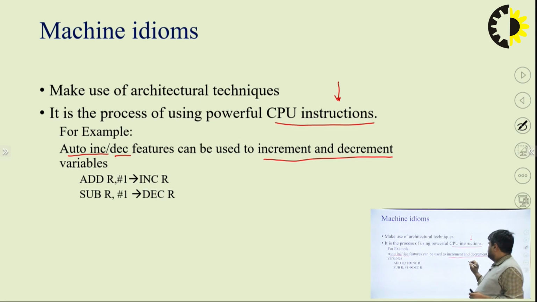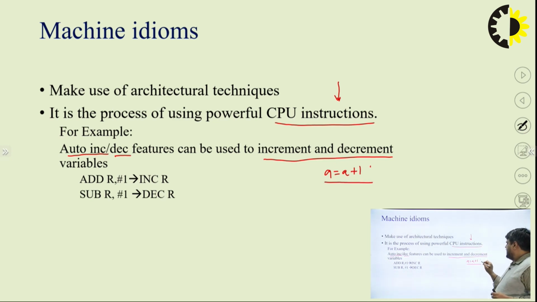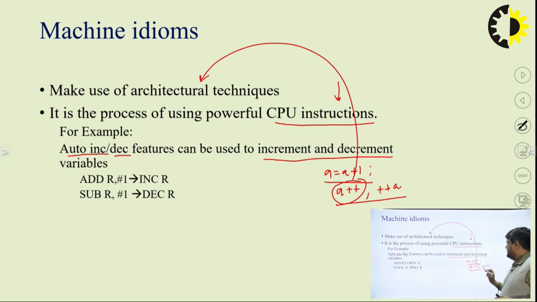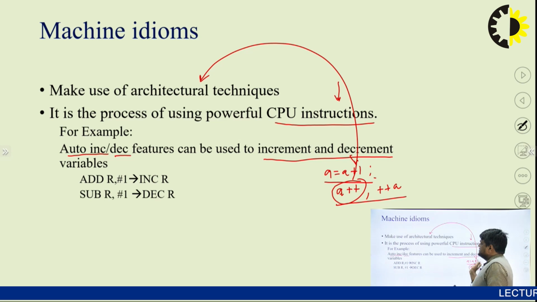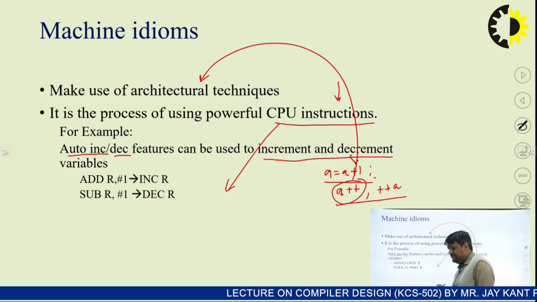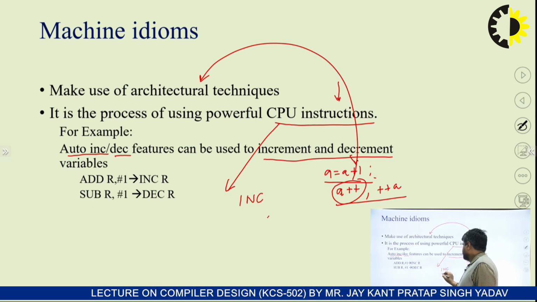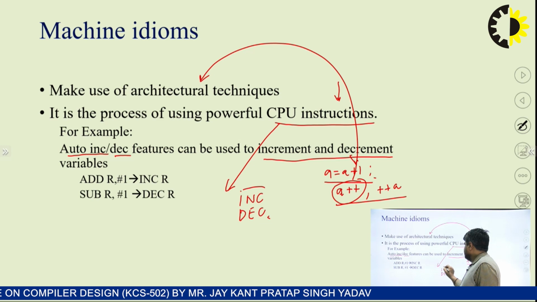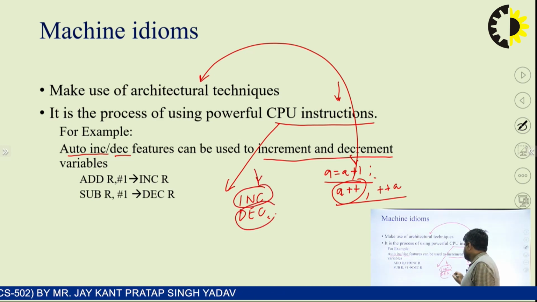I have illustrated here. Suppose I have written a equals to a plus 1, right? So you have to add 1 to the value of a, right or not right? In C, you can use a plus plus or plus plus a, right? So basically you take the advantage of the architectural techniques to perform the increments. In assembly code or machine code, there are two instructions provided by the CPU. First one is the INC, second one is the DEC. INC means increment, DEC means decrement.